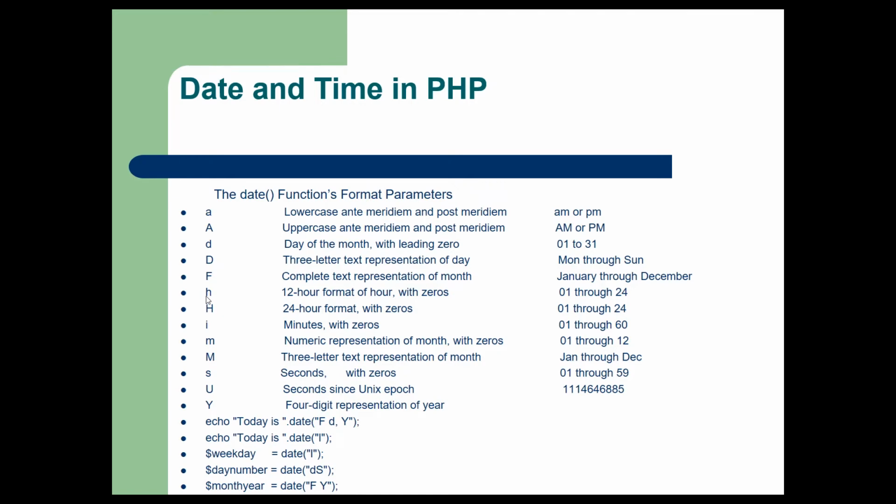Small h represents the 12-hour format of hour. The capital H will display a 24-hour format, and i is used to display minutes. The lowercase m represents the month. The capital letter M displays the three-letter text of a month. The capital letter U is used to get the Unix timestamp, and as we have seen previously, the letter Y in caps displays the year as a 4-digit number.